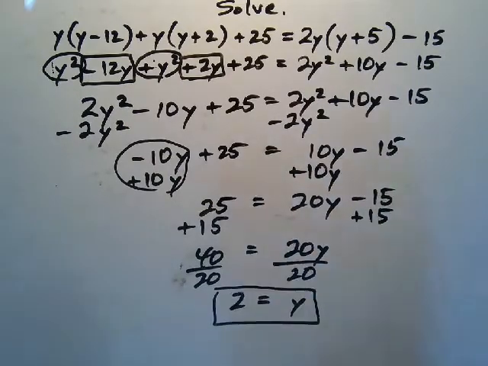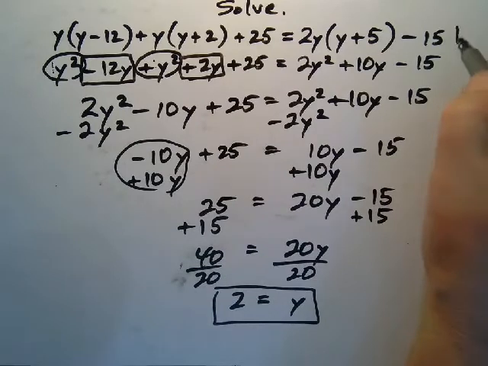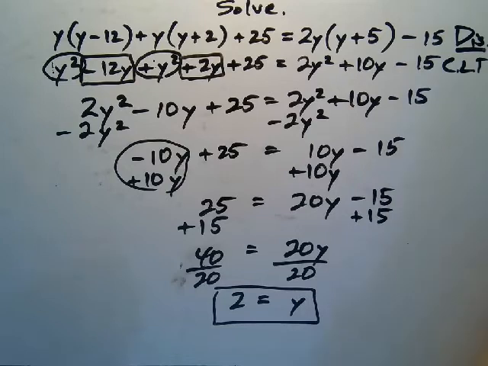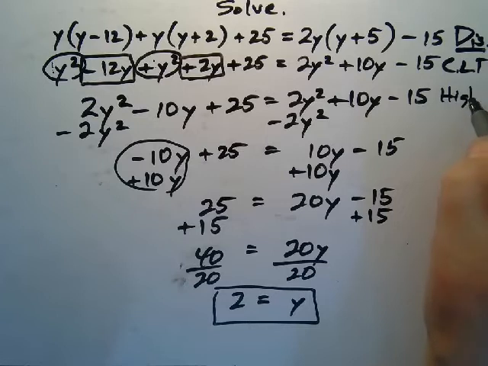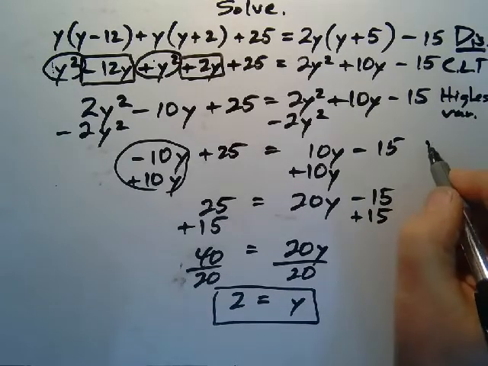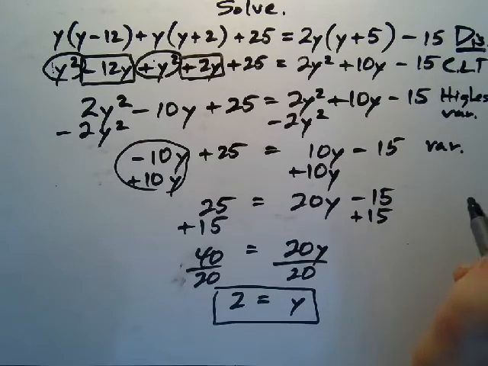So what do you need to know here? Well, first of all, distribute. First thing to do is distribute, then collect like terms. Okay? Then deal with the highest variable first. Then you deal with the other variable, and then you go ahead and solve it the way you've normally done.